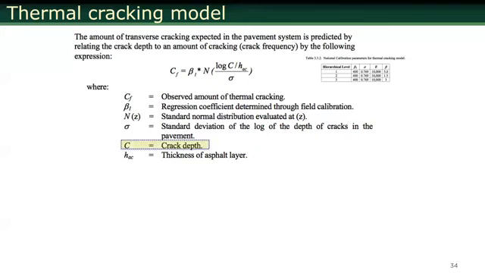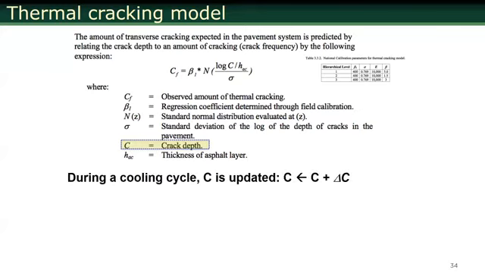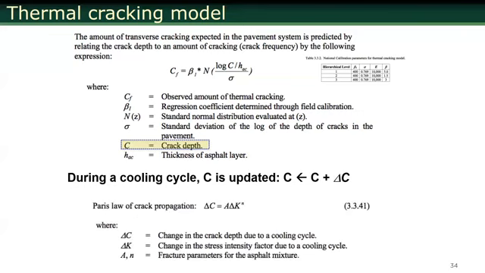So for calibration, the thermal cracking model is based on a cumulative crack depth propagation, so based on a fracture mechanics model. Every single cycle of cooling during the winter, the amount of crack that is developed because of the temperature variations is essentially accumulated with this delta C. This delta C is calculated from the Paris law of crack propagation, from fracture mechanics: A delta K to the power N. And these are the fracture parameters that are used, A and N.